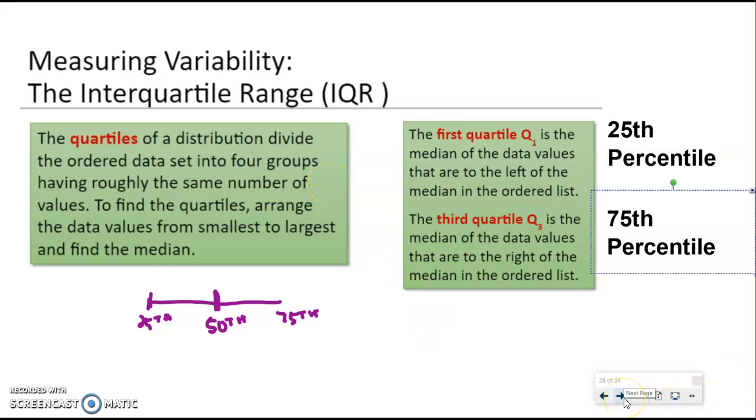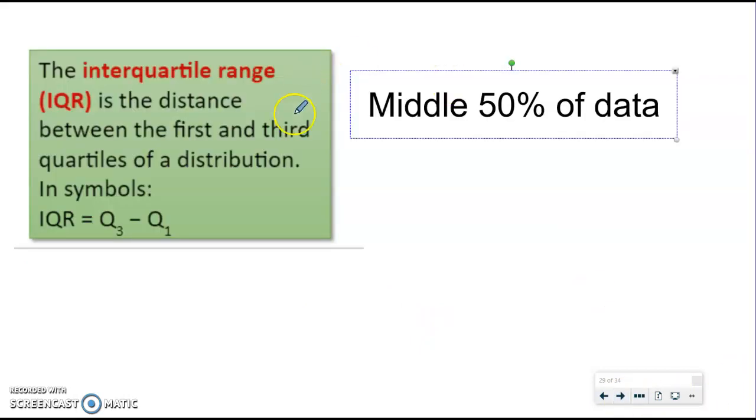Okay? So what I'm going to do also then is look at how I come up with the interquartile range, and that's a measure of variability. The interquartile range is calculated by taking the third quartile and subtracting the first quartile from it. When I look at the interquartile range, it's measuring the middle 50% of the data. Okay?